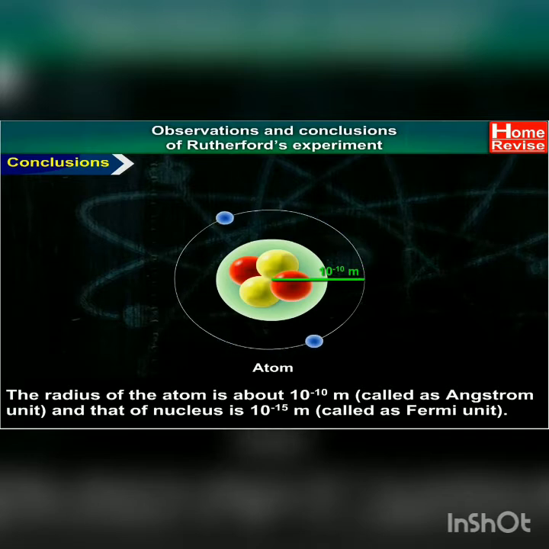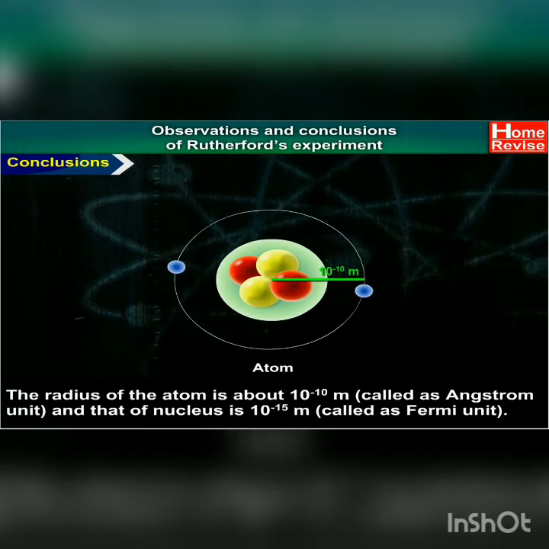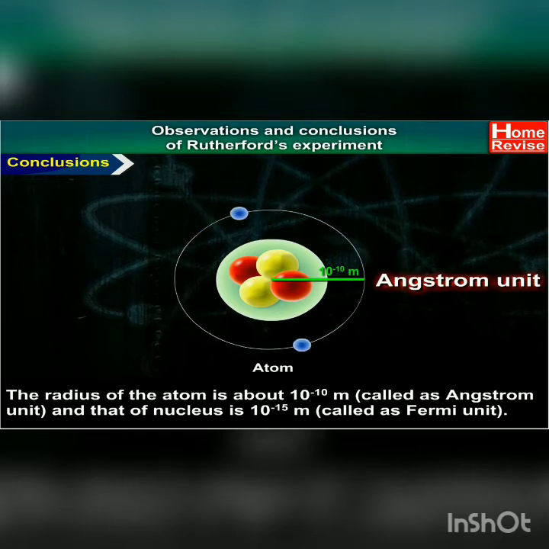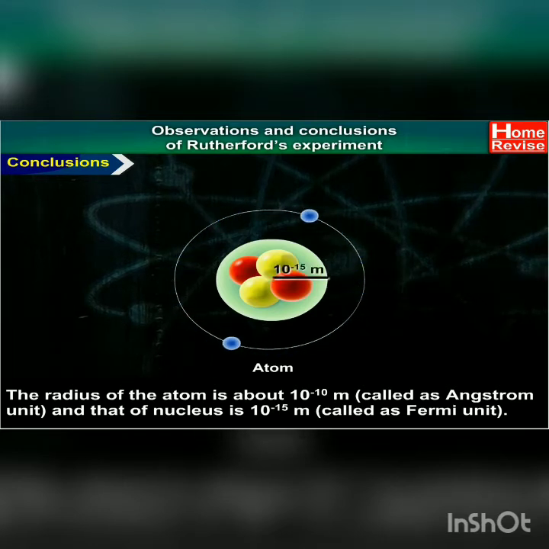The radius of the atom is about 10 raised to minus 10 meters, called angstrom unit, and that of nucleus is 10 raised to minus 15 meters, called Fermi unit.